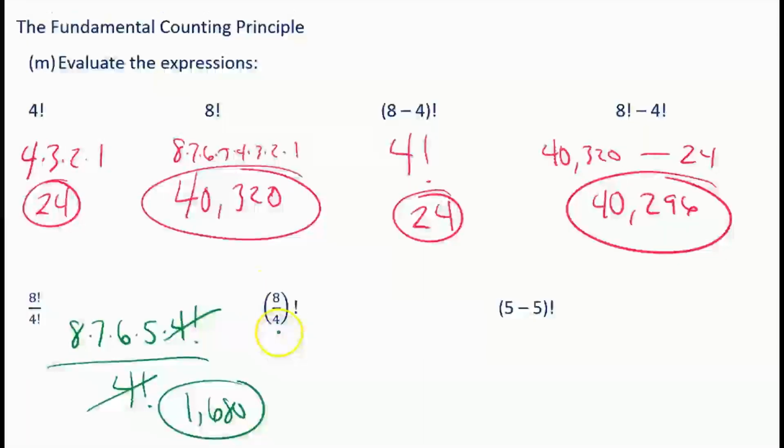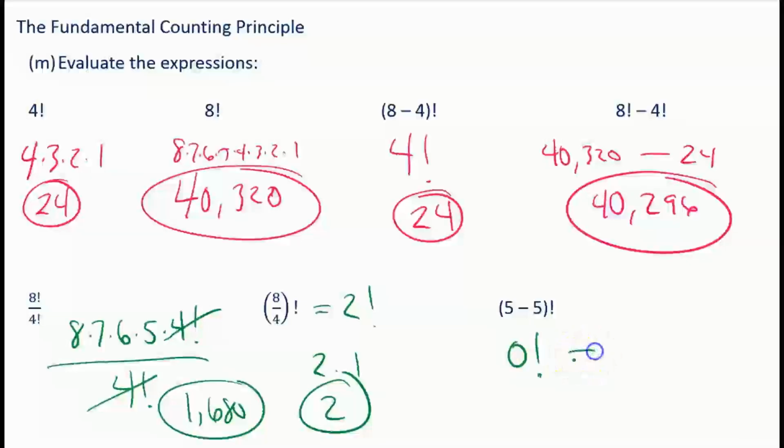Now, this is different. This is the fraction 8 fourths factorial. Y'all, that 8 divided by 4 is 2 factorial, and 2 factorial is 2 times 1, which is 2. And then the fun one, 5 minus 5 factorial, that's going to be, 5 minus 5 is 0 factorial, and 0 factorial, remember, it's not 0, it is 1.